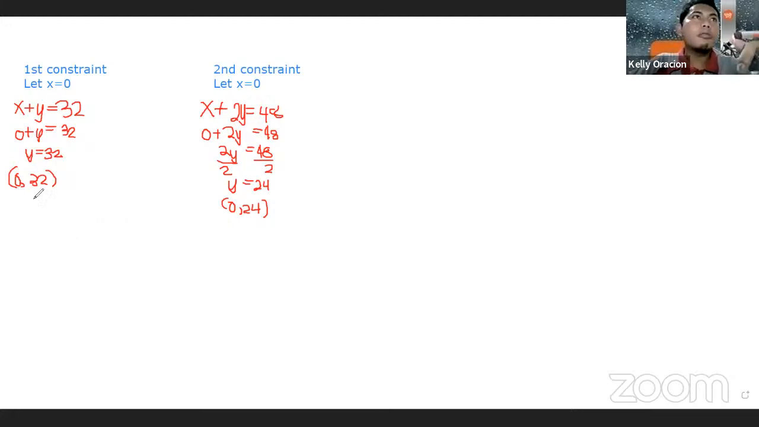Another, we have, diba, let y is equal to 0. We're done with the let x is 0. This time, let y is equal to 0. So x, same equation for the first constraint. So x plus 0 is equal to 32. So x is equal to 32. So you have 32, 0.